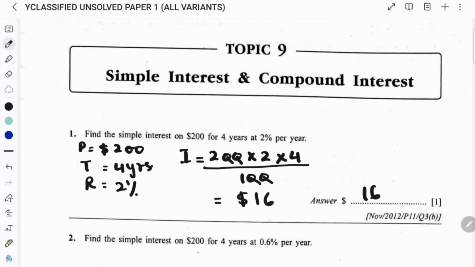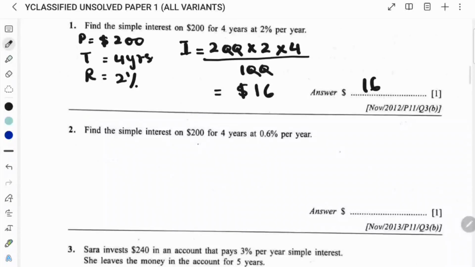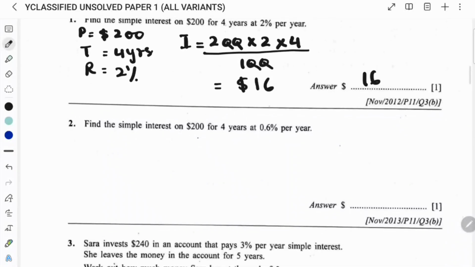Okay, now the second question: find the simple interest on $200 for 4 years at 0.6% per year.